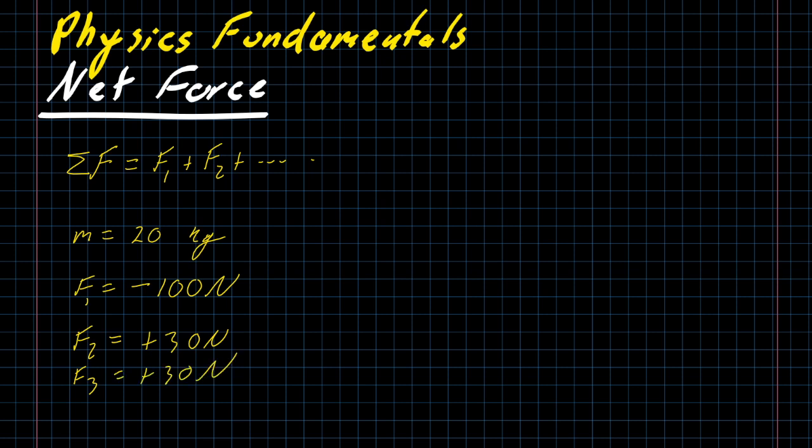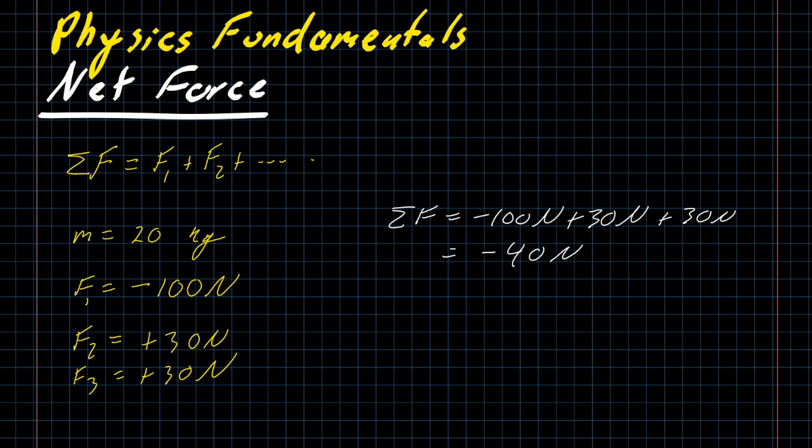of 30 newtons. The blue team was pulling to the left, so that would be a negative force. The red team was pulling to the right, so that would be a positive force. I can calculate here that the net force is negative 100 newtons plus 30 newtons plus 30 newtons, which all told comes out as negative 40 newtons.